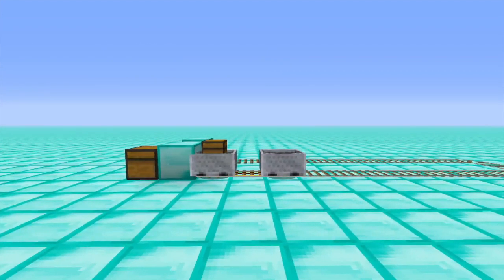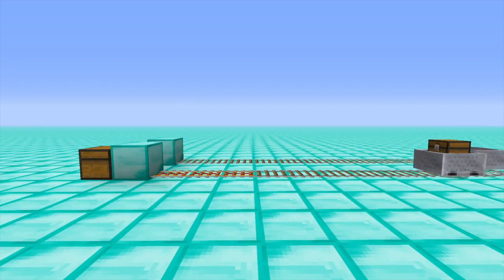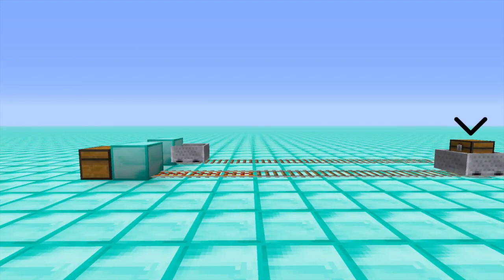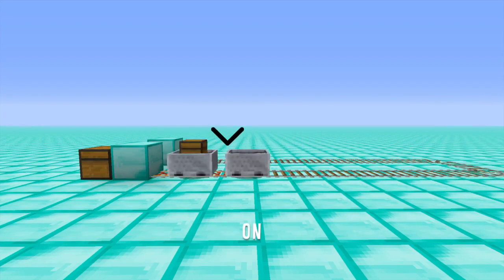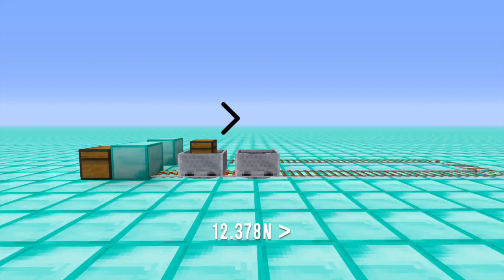This minecart here is currently at rest. The net force on this cart is 0 N. It is still. The minecart with the chest, when launched forward, acted upon the empty minecart. When they collided, the 12.378 newtons of force from the minecart with the chest set the net force of the empty minecart off balance, causing the empty minecart to move forward.